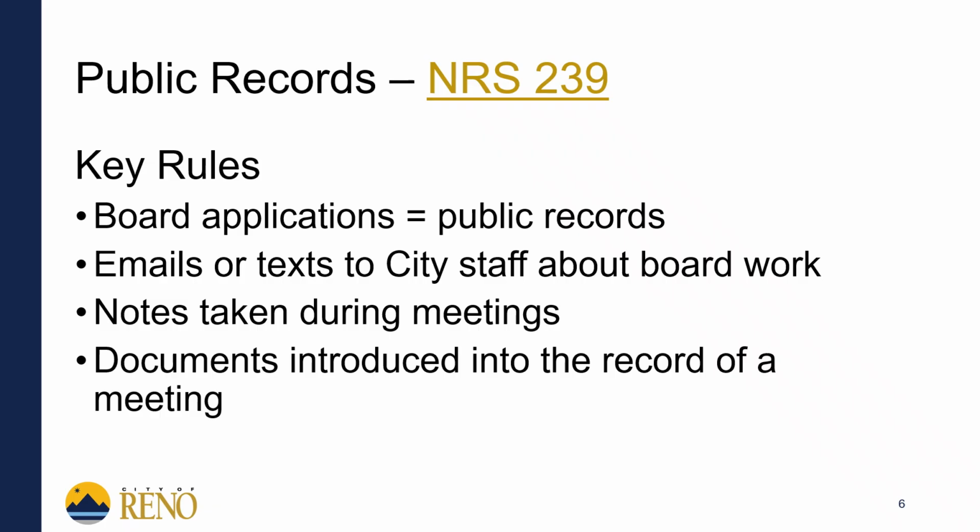What does it mean if something is classified as a public record? That means it can be requested and viewed by a member of the public at any time. Some examples of public records include board applications and appointment documents, anything you send to City of Reno employees via city email, Teams chat, or cell phone is automatically captured as part of the public record. Notes taken during board meetings, drafts or handwritten, any reports, exhibits, or documents introduced into the record by yourselves or by members of the public.